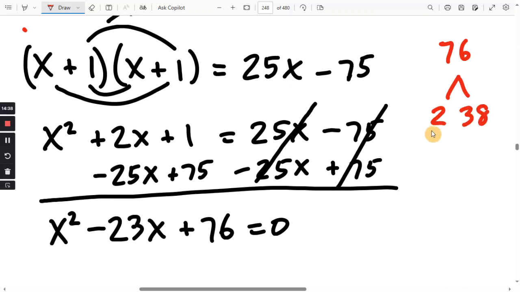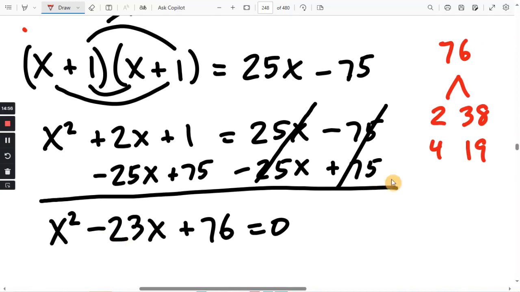That's no good. What if I double the 2? That's a 4. And take half of 38. That's a 19. Okay, 4 times 19 is 70. I'm sorry, 4 times 19 is 76, and they add to positive 23.